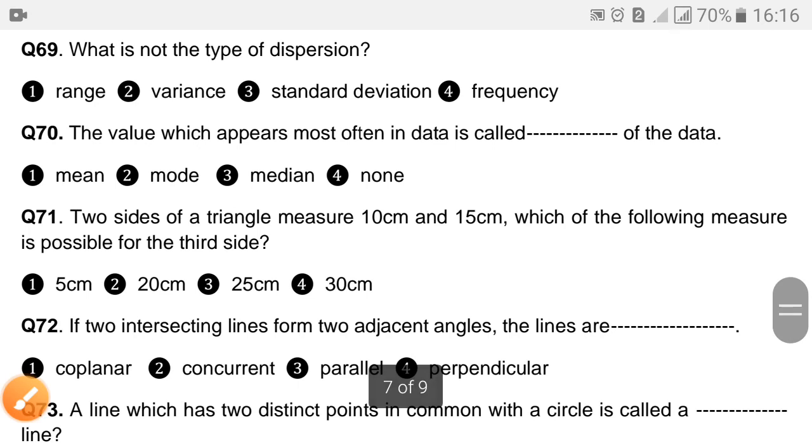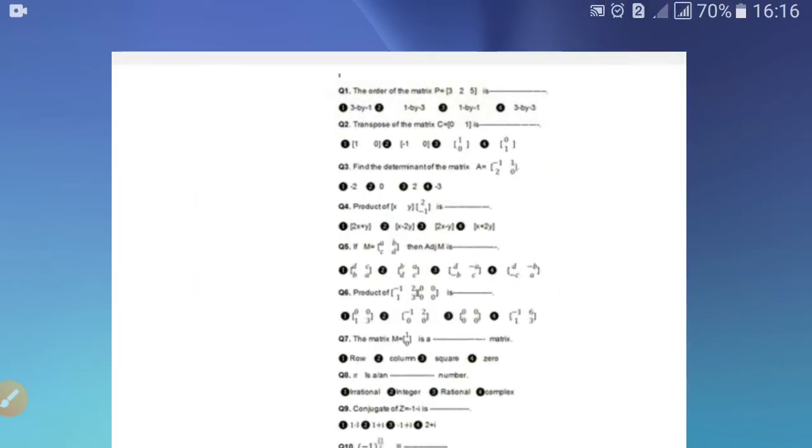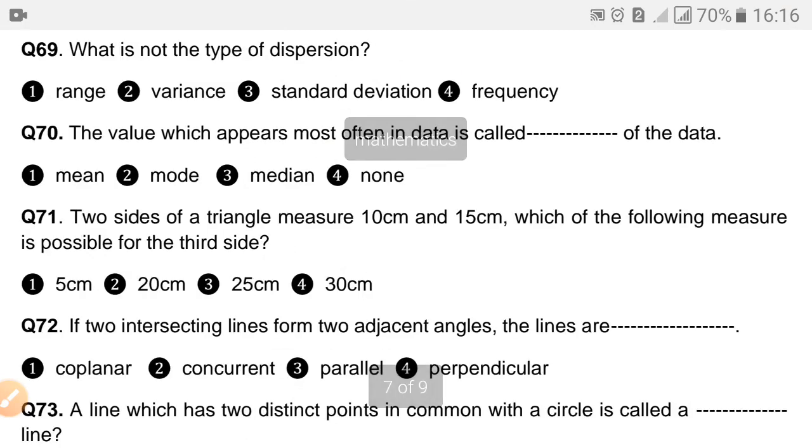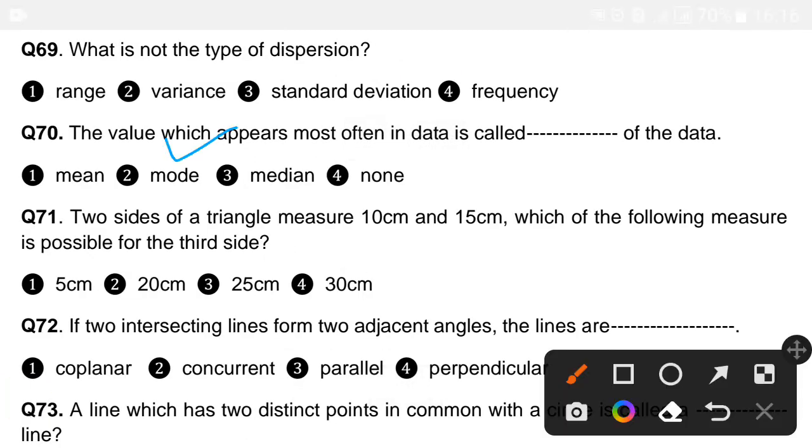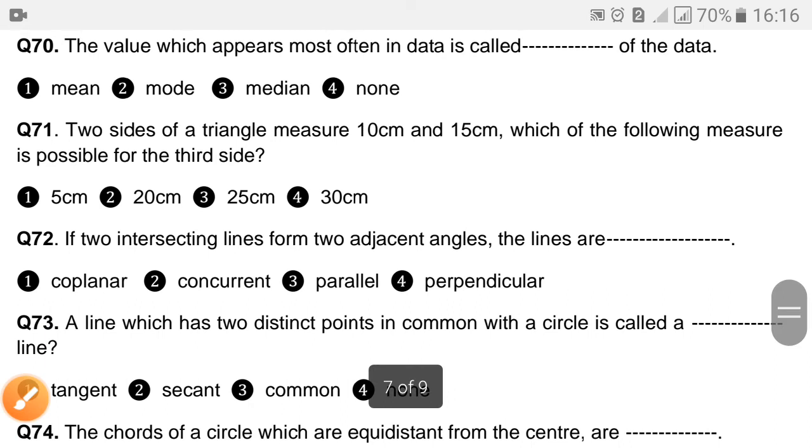Question number 70 is: the value which appears most often in data is called mean, mode, median, or none of the given. I already told in the previous problem that mode is the value which appears most often in the given data. So mode is the right answer.